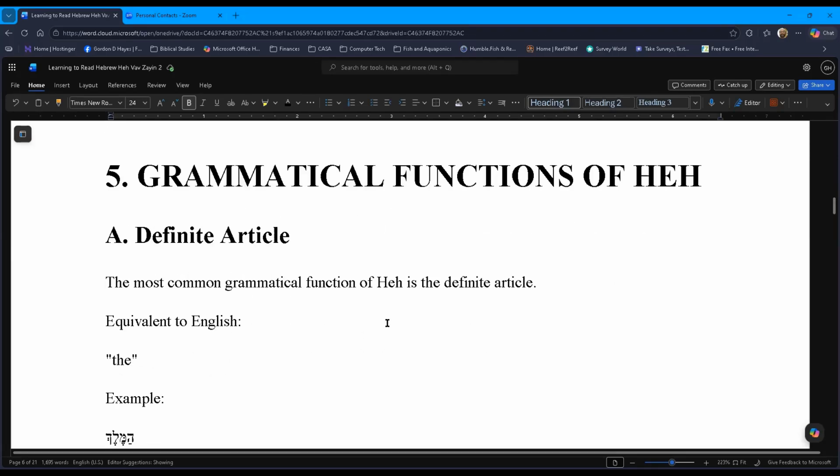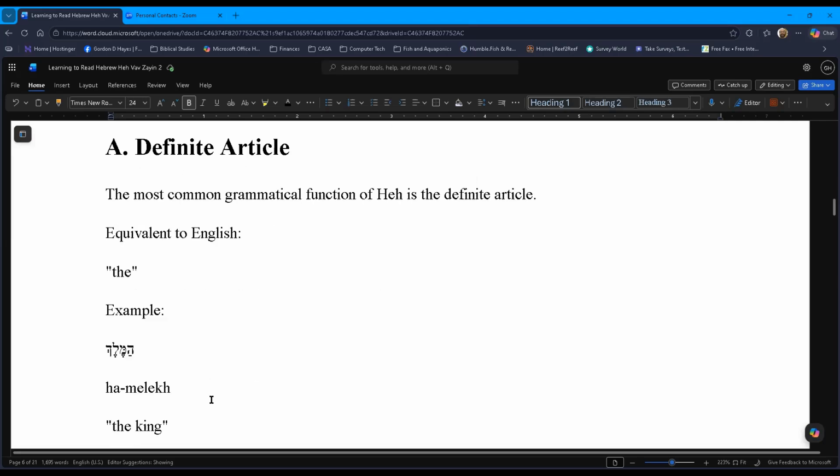As I said, the grammatical functions of hey: it functions as a definite article. It's equivalent to the English word "the." Ha-melech means "the king." Melech is "king." Ha-melech is "the king."